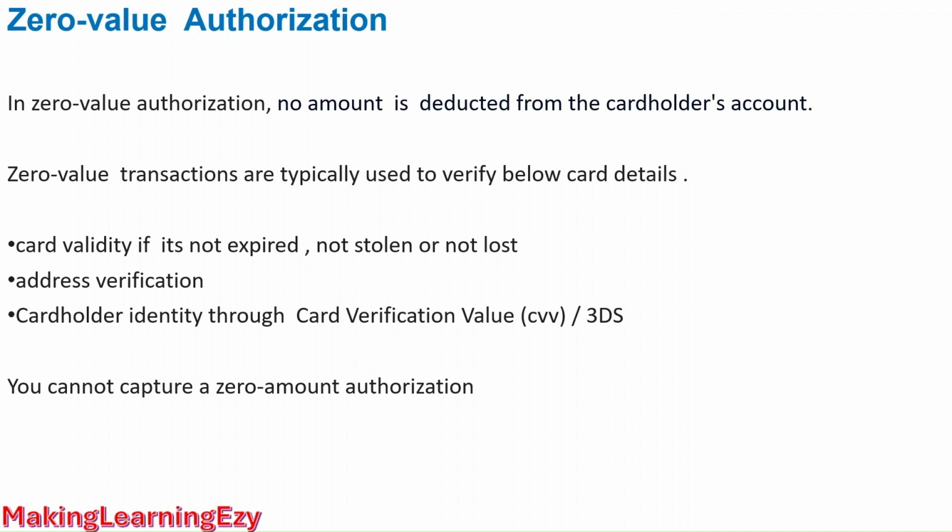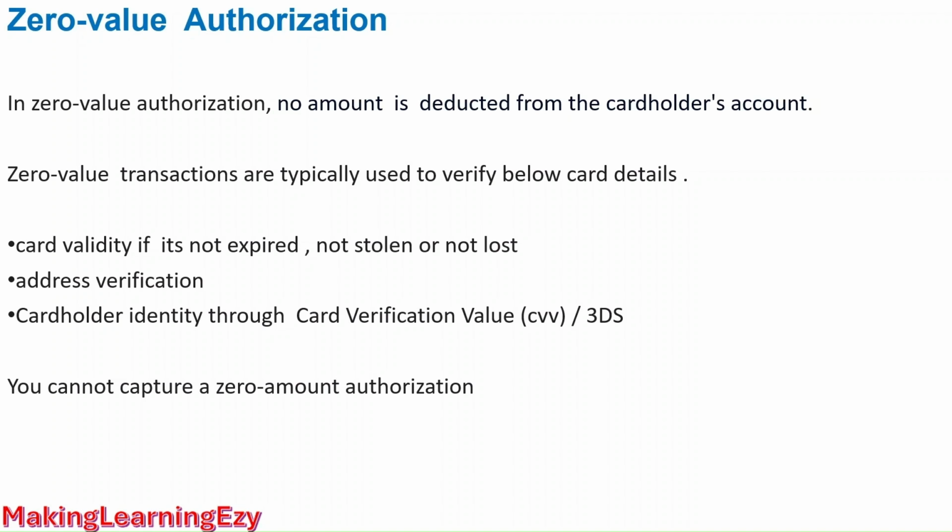Third is cardholder identity. Cardholder identity is verified through card verification value validation or 3DS. Card verification value is printed on the back of the card. So whatever value the customer enters on the checkout page during payment, that value is validated with the bank record.